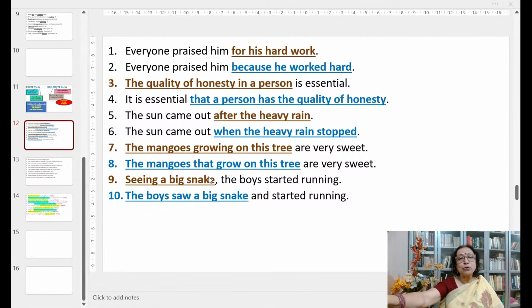The mangoes growing on this tree. Since I did gerund yesterday, you can say that here growing describes mangoes. Therefore, it is a participle and not a gerund. We don't require a gerund here because already the subject of the sentence is there. But the description for mangoes is growing.